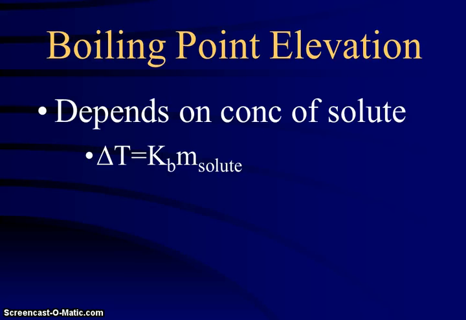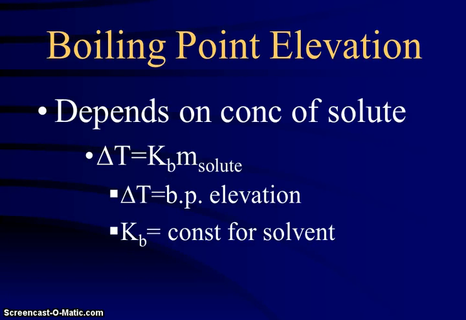So our equation is delta T, which means the change in our boiling point, will equal Kb times the molality of our solute. So the delta T is the boiling point elevation, how much our boiling point goes up when we add our solute to our solvent. Kb is our boiling point constant for the particular solvent. And that lowercase m means molality, which again, remember, means moles of solute per kilogram of solvent.